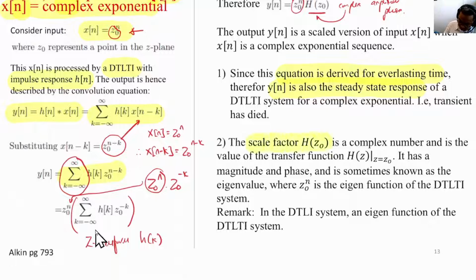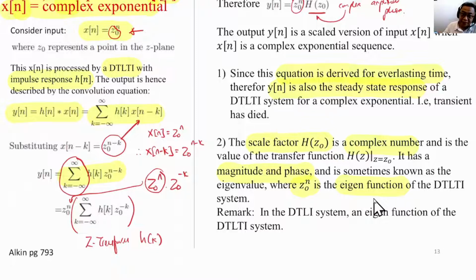Now, what we find is H(z0) is a complex number that tells us how the magnitude and phase of the input signal will change. And we realize that it is the same z0 to the power of n, the same input, but its magnitude and its phase will change. The amplitude and phase change, but its frequency didn't change. We call such a signal an eigenfunction.